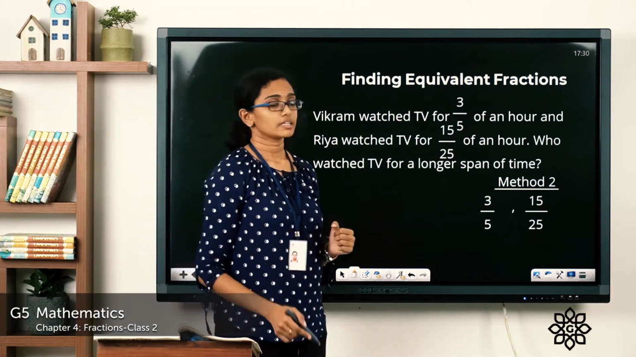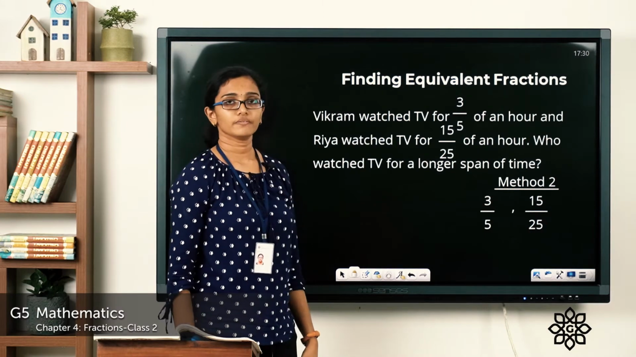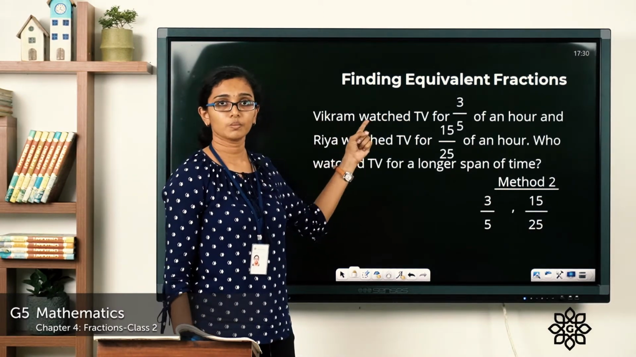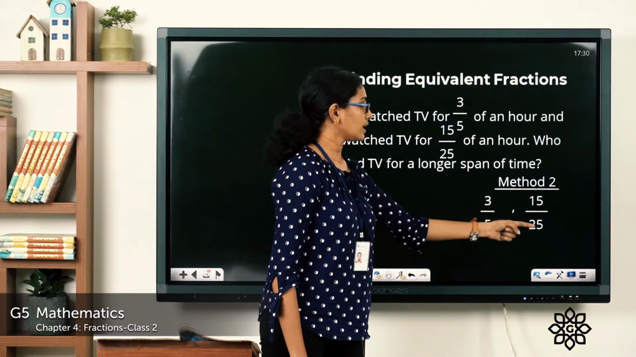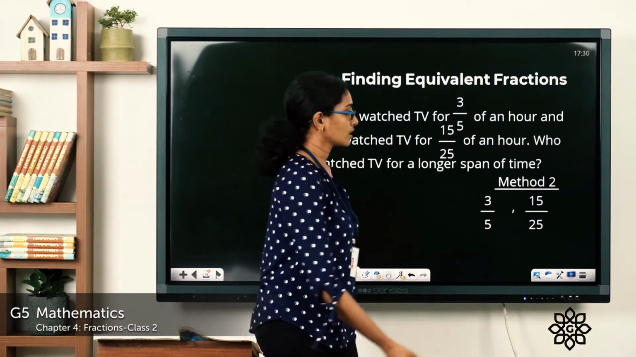Now let's see the second method. What are the fractions we are given in the question? We are given the fraction 3 by 5, which is the span of 3 by 5 of an hour, the span of time that Vikram watched the TV. And for Riya it was 15 by 25. Have a look at the fractions here.